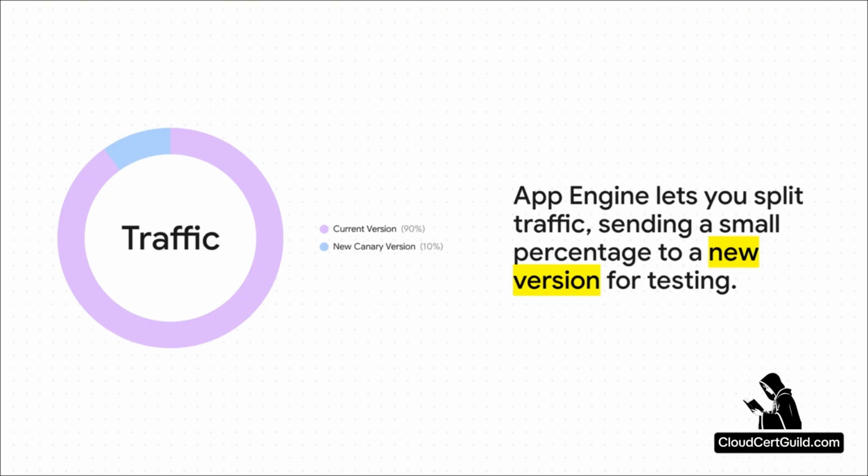Instead of flipping a switch and sending 100% of your users to the new code, App Engine lets you send just a small slice, say 10% like we see here, to that new Canary version. Meanwhile, the other 90% are still using the old stable version, totally unaware that anything has changed.